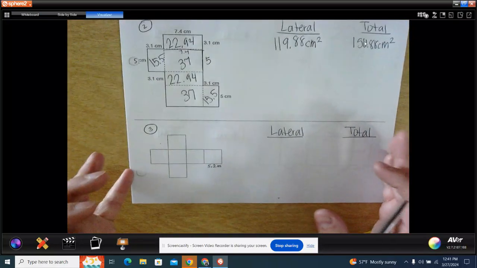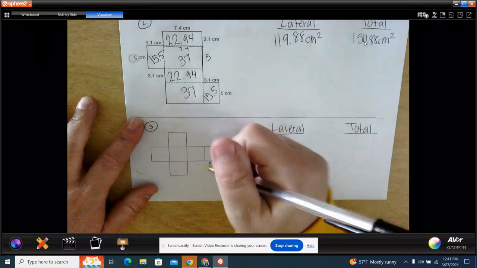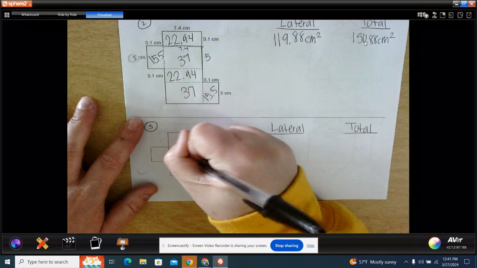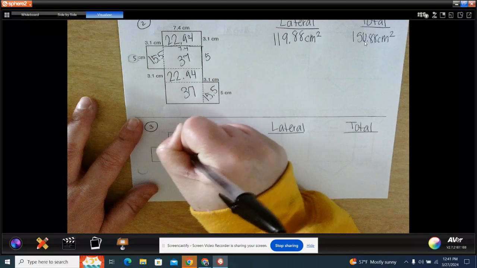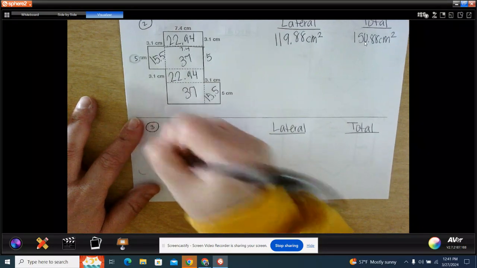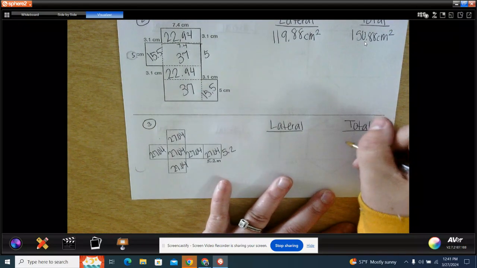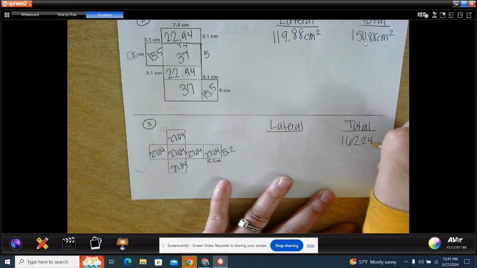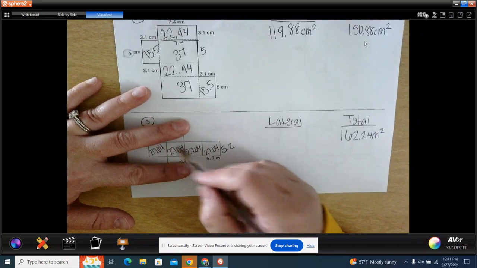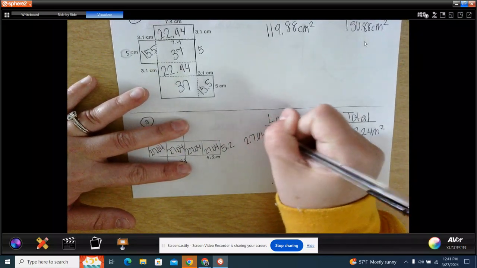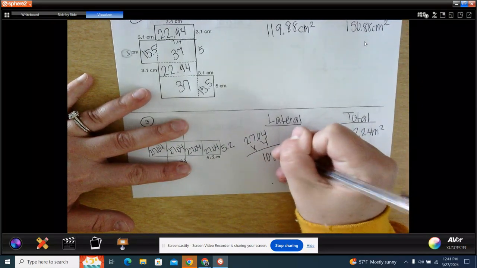Then I have a rectangular or a square prism. So I'm going to find the area of a square by doing 5.2 squared. And so every square is going to be 27.04. So this one will be easy to find the lateral or the total on, because we can do 27.04 times 6, and I get 162.24. Lateral is everything but the bases, so it's just the middle section. So again, another easy one, 27.04 times 4, and I get 108.16.